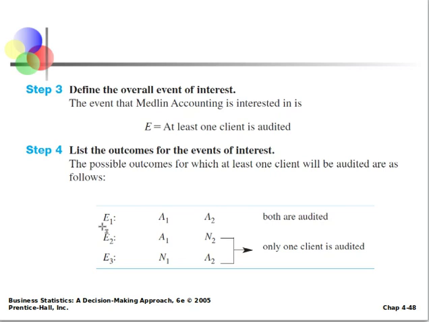Event 1, audit 1, audit 2. This is when both clients are audited. For event 2, A1 is audited and the other is not audited. Event 3, N1 is not audited and A2 is audited.